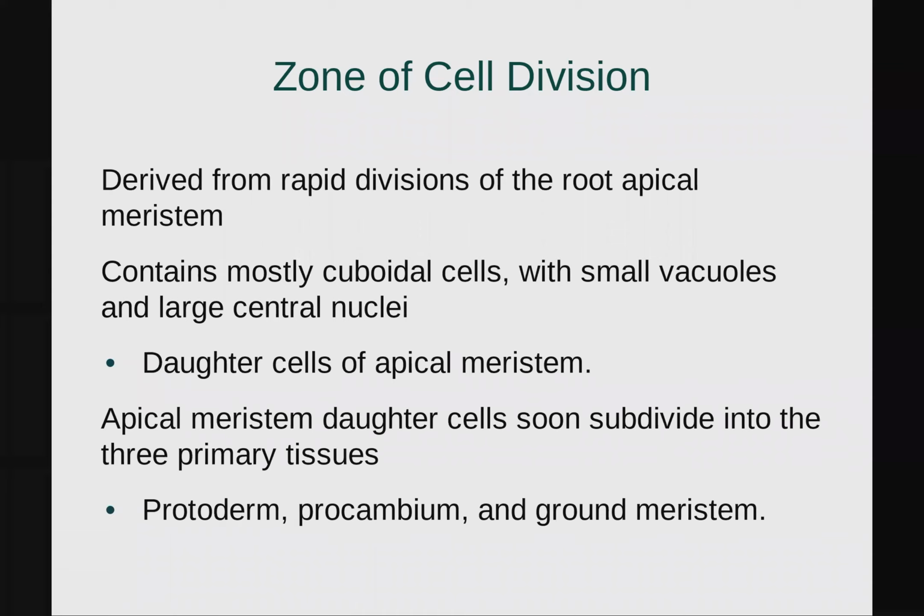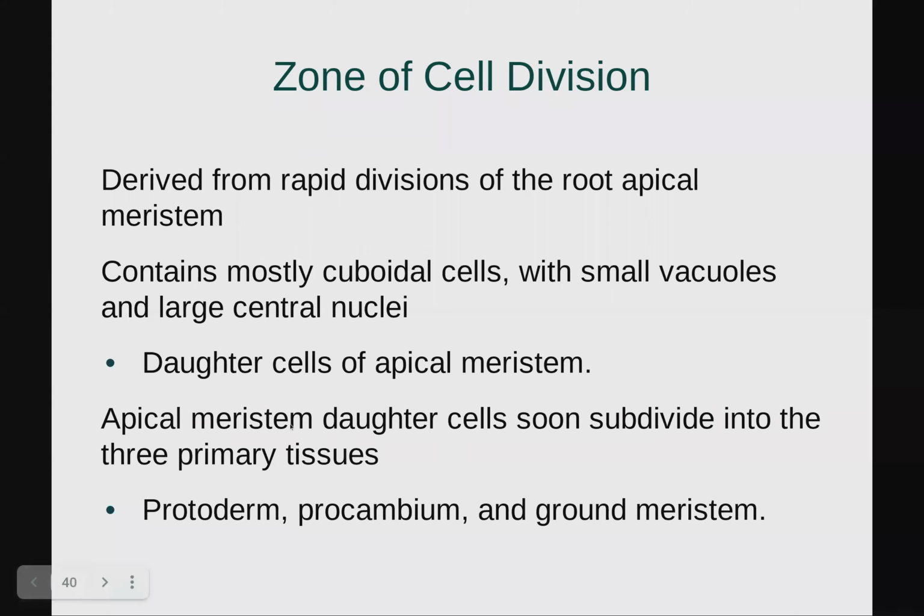Next, we have the zone of cellular division, which is essentially derived from a series of rapid divisions in the root apical meristem. These contain mostly what we call cuboidal cells. They have very small vacuoles and a very large central nucleus, and they are the daughter cells of the apical meristem. So remember, the apical meristem is the site of active growth. They're essentially stem cells, and that's where these cells are derived from in this zone of cellular division.